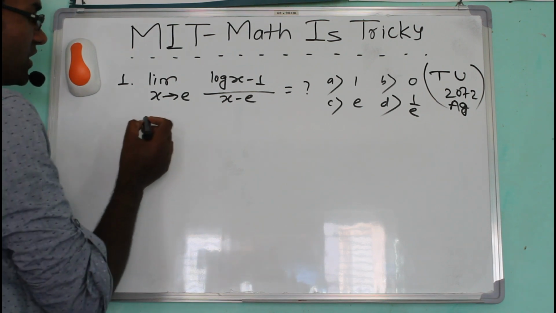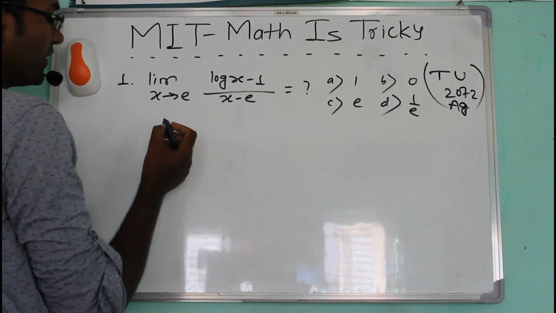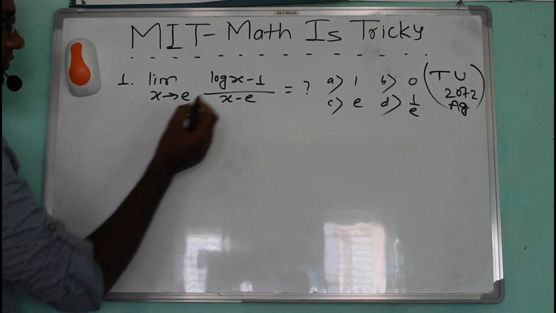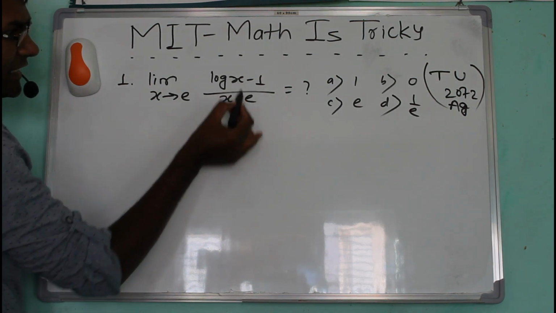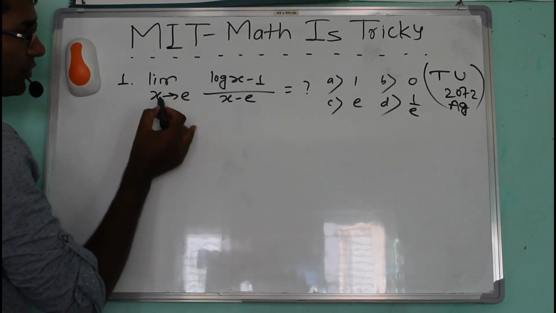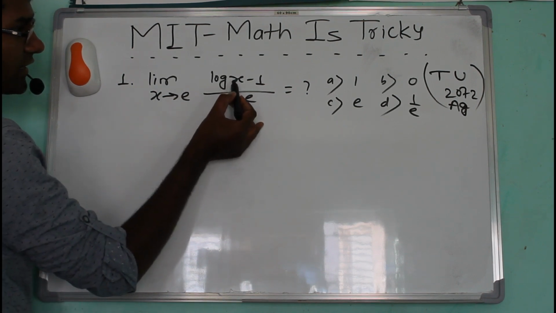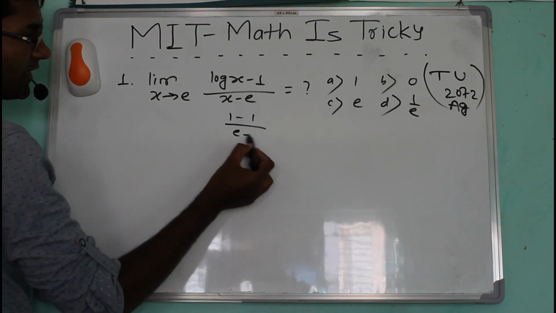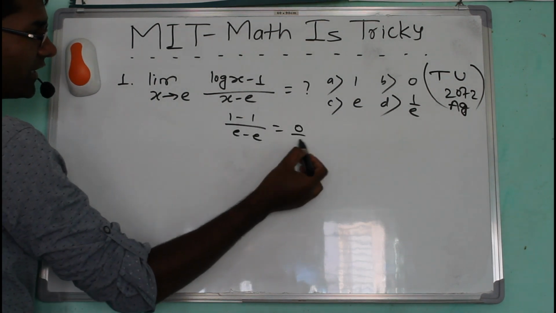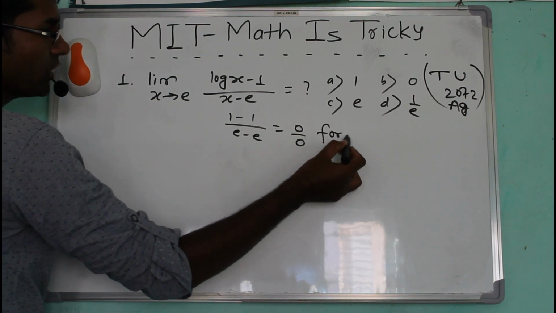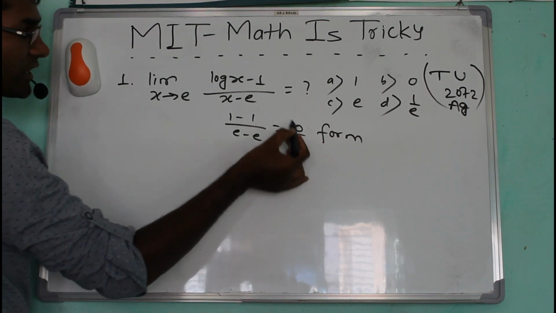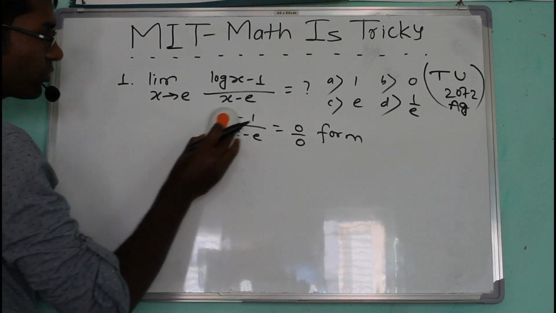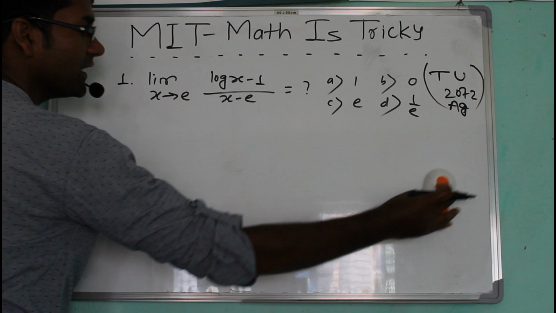So first see the process. This question can be solved in different ways. First, it takes 0 by 0 form. If you put x equals e, log e is 1, 1 minus 1, and in the denominator e minus e, so it is 0 by 0 form. If it takes 0 by 0 form, different methods can be used. First method, see the process, and then I will be sharing the trick also.